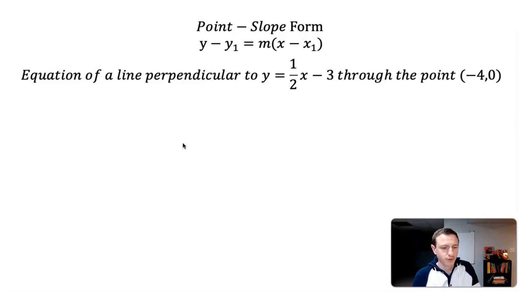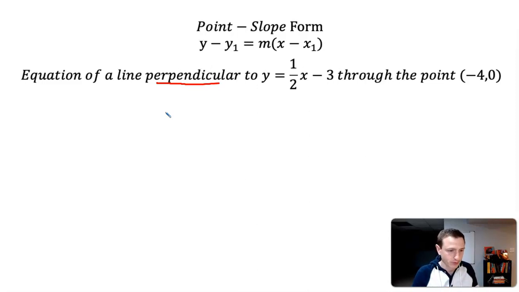In this problem, we want to write an equation of a line perpendicular to the equation y = 1/2 x - 3, and also through the point (-4, 0). So the key piece of information here is perpendicular. Before we start creating an equation, we have to understand what that means in terms of being perpendicular.